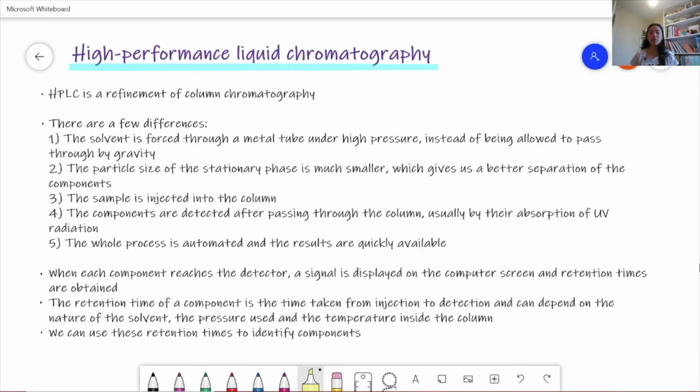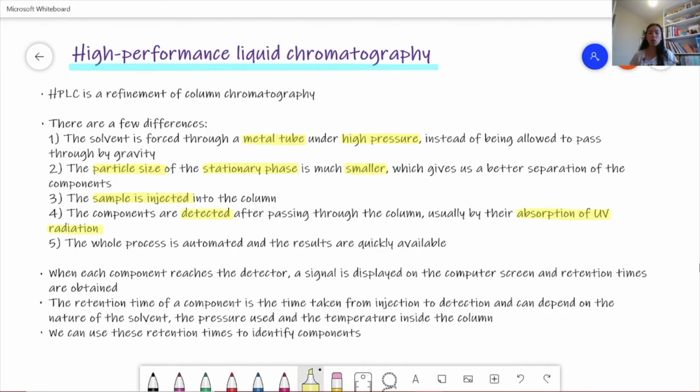Now we're going to look at high performance liquid chromatography. So this is actually a refinement of column chromatography, but there are a few differences. So firstly, the solvent is forced through a metal tube under high pressure instead of being allowed to pass through by gravity, which is what we have in column chromatography. And also the particle size of the stationary phase is much smaller, and so this gives us a better separation of all the components. Thirdly is that the sample is injected into the column, and the components are detected after passing through the column, usually by their absorption of UV radiation.